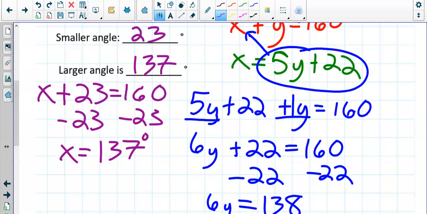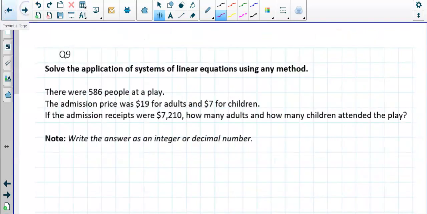Okay? How you feeling so far? Good? Right on. Moving on. Question number 9. We're almost through all of the systems. We're almost there. We've got this one, and I believe one more word problem after it.